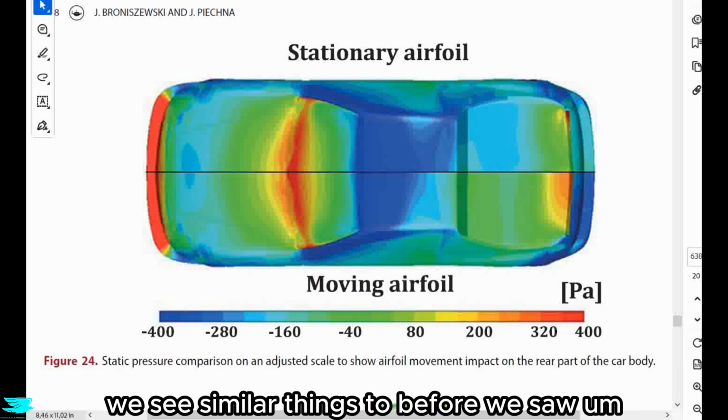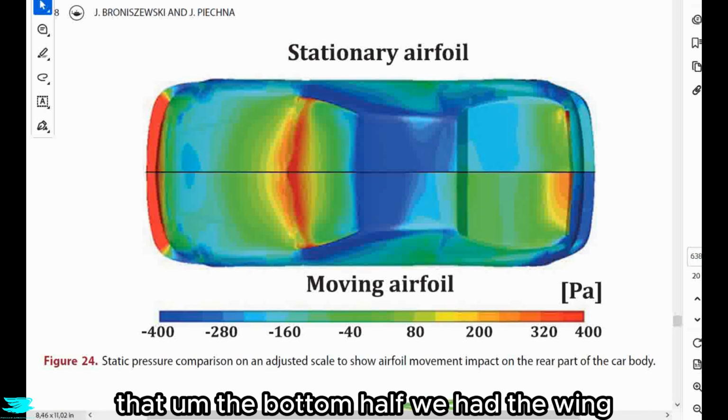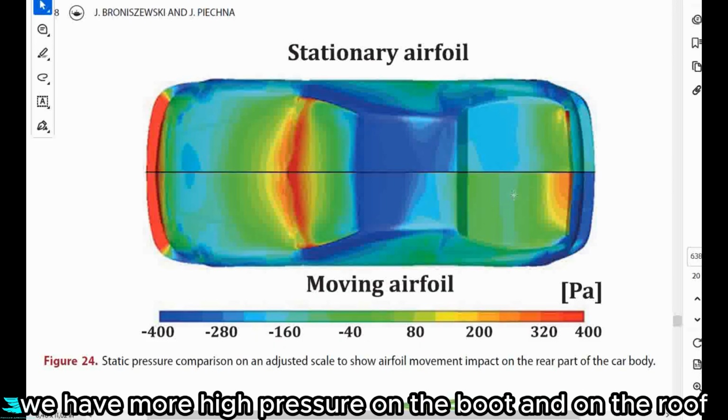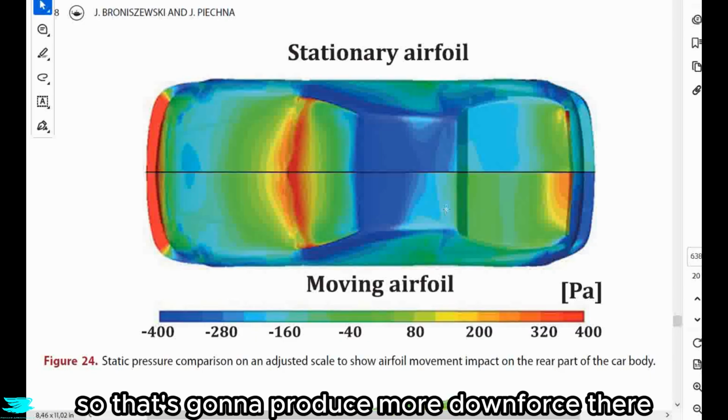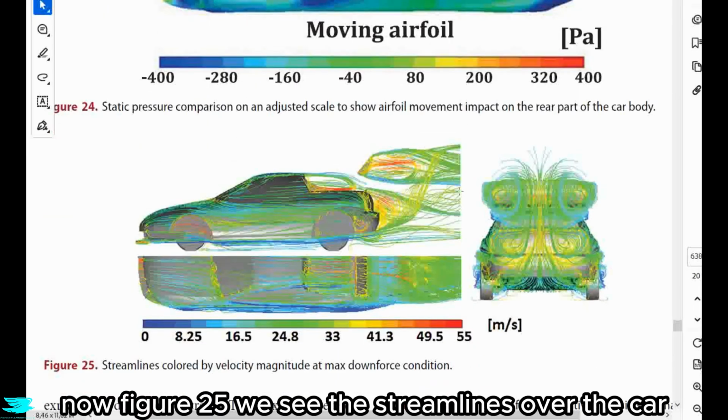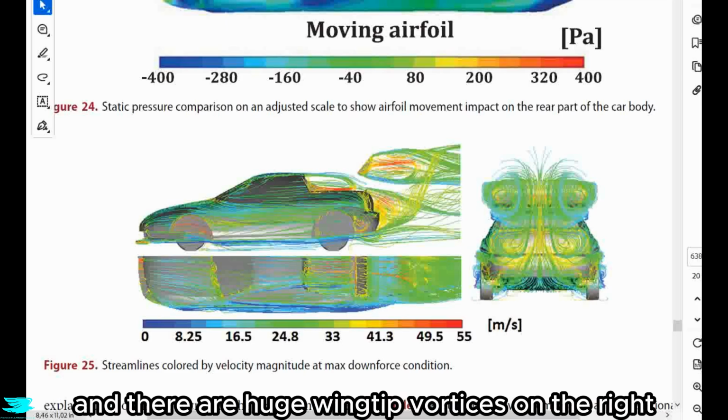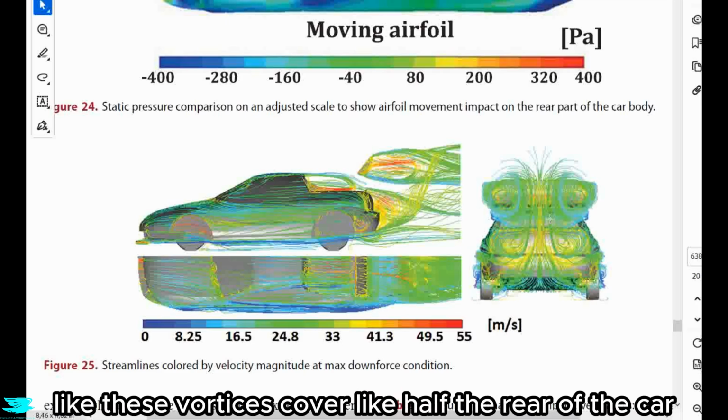We see similar things to before where we saw that the bottom half, we have the wing. We have more higher pressure on the boot and on the roof. So that's going to produce more downforce there. Now in figure 25, we see the streamlines over the car, and there are huge wing vortices on the right. Like these vortices cover almost half the rear of the car.